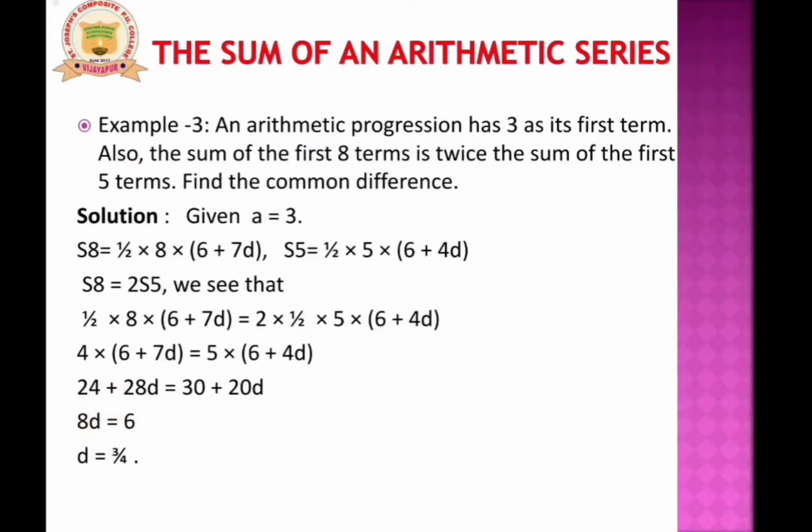An arithmetic progression having the first term as 3 and where the sum of the first 8 terms is twice the sum of the first 5 terms, the common difference we get here as d is equals to 3 by 4, which is the required answer.